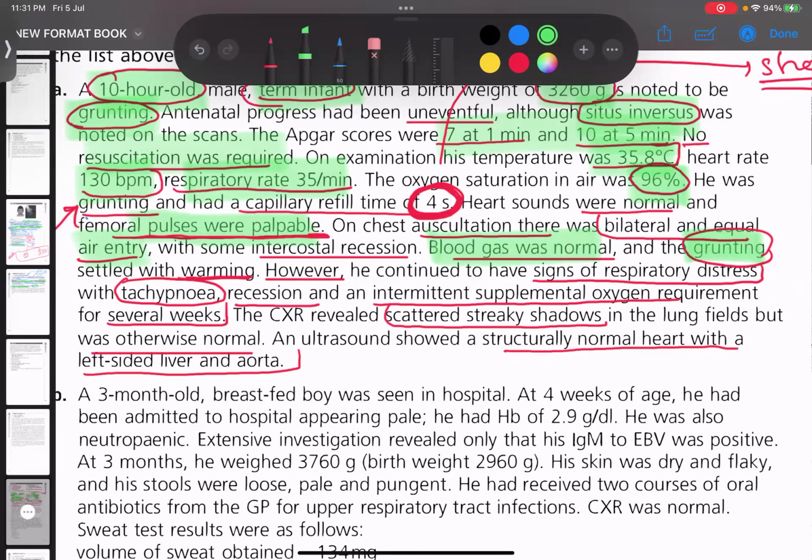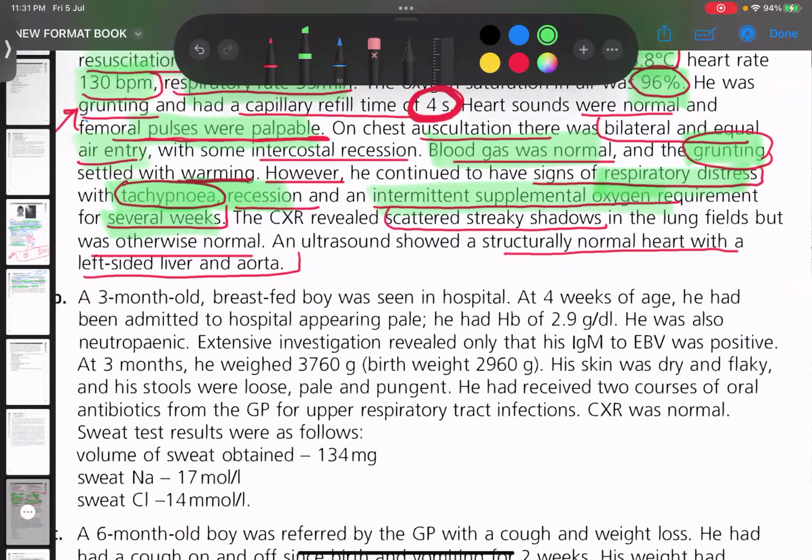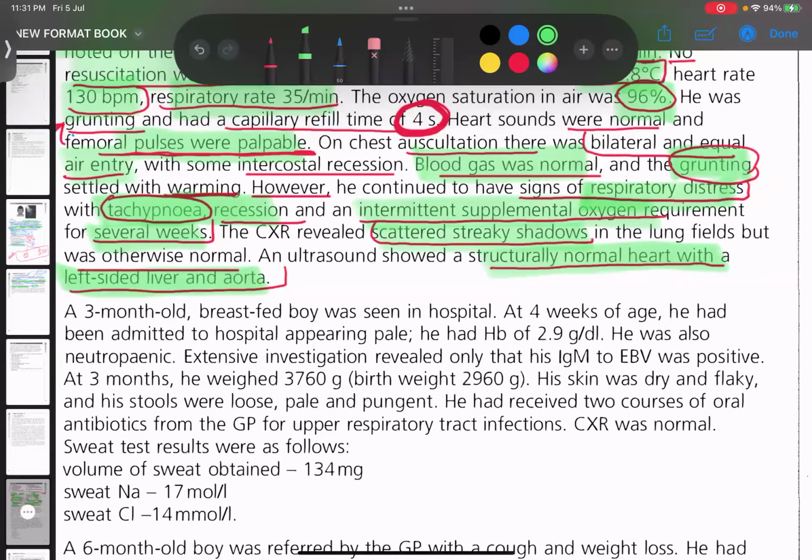The grunting, they're saying occasionally it was improved with warming, but he continued to have signs of respiratory distress with tachypnea and recession and intermittent supplemental oxygen requirement for several weeks. So even though it was completely fine, after that now he's developing respiratory distress with tachypnea and he requires oxygen. That means saturation is going down, and chest X-ray is revealing streaky shadows, along with a normal heart with left-sided liver and aorta. What is the diagnosis?